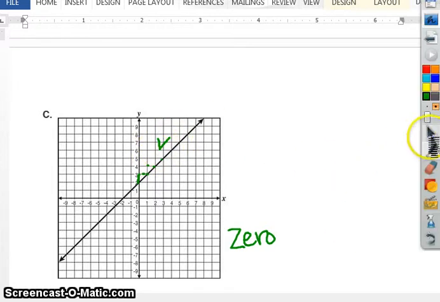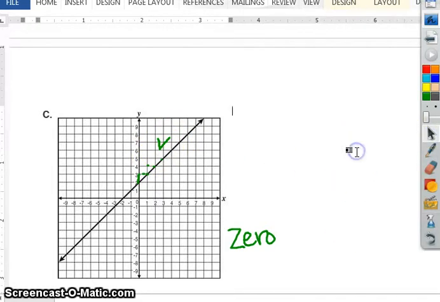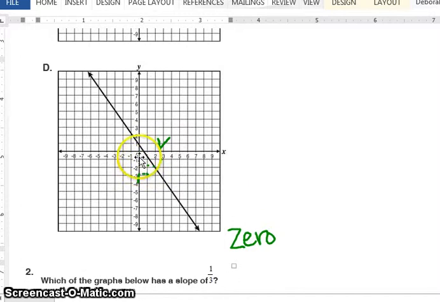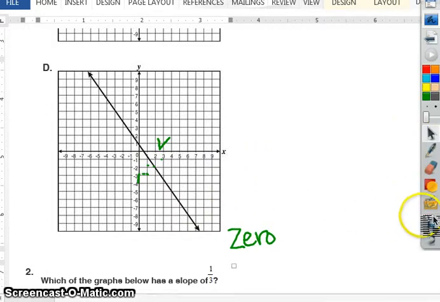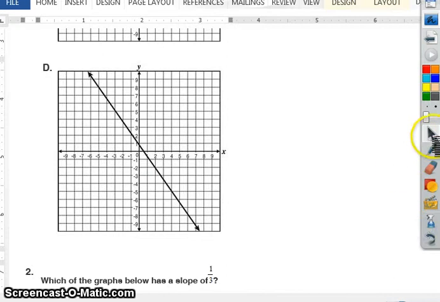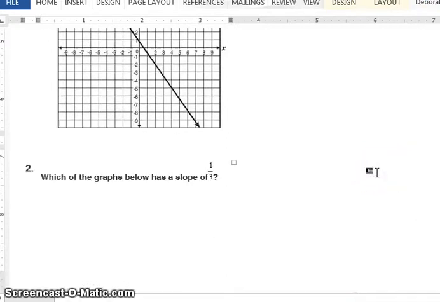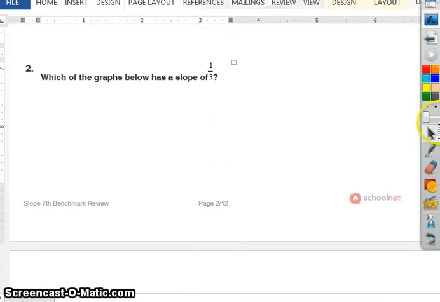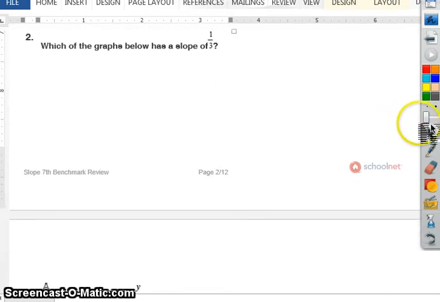And then let's look at the last one, D. Okay, D has a negative slope, so I know that that's not the correct answer. So C for this particular one was the correct answer. Let's go on down to 2. Which of the graphs has a slope of 1/3?